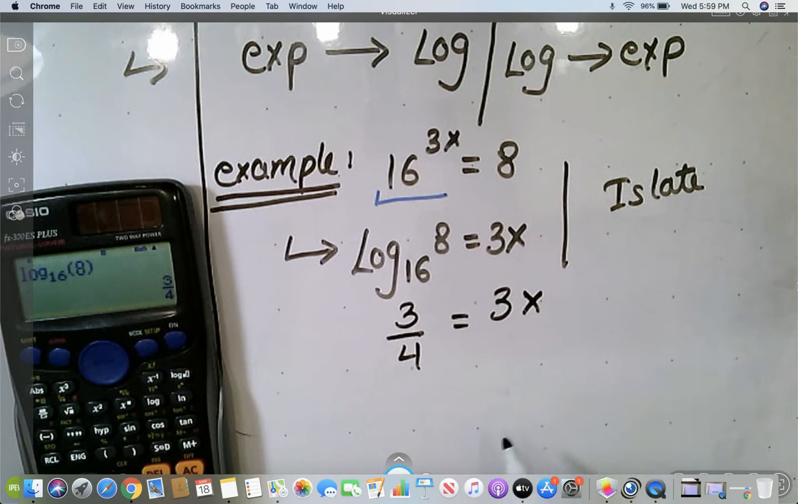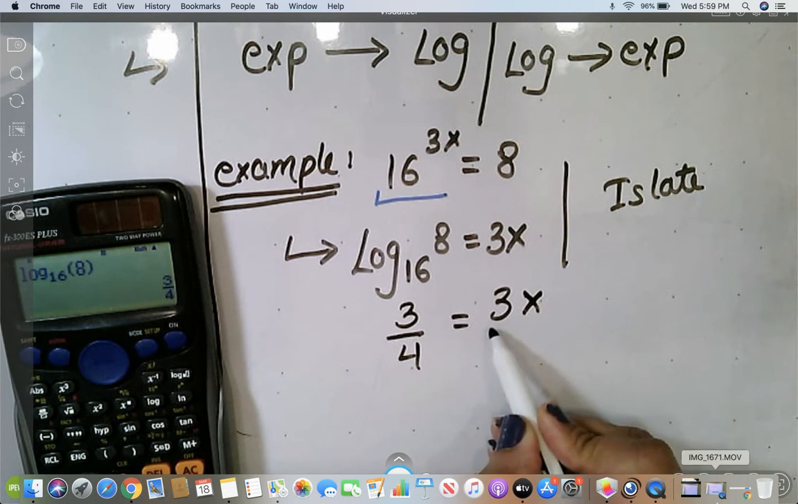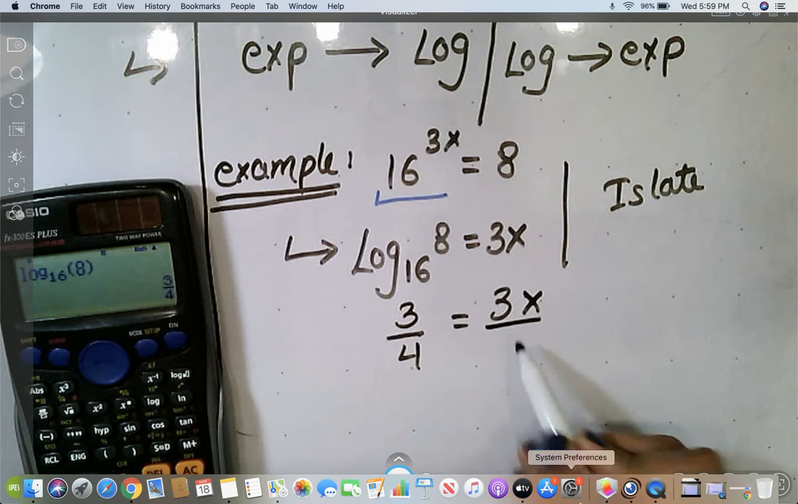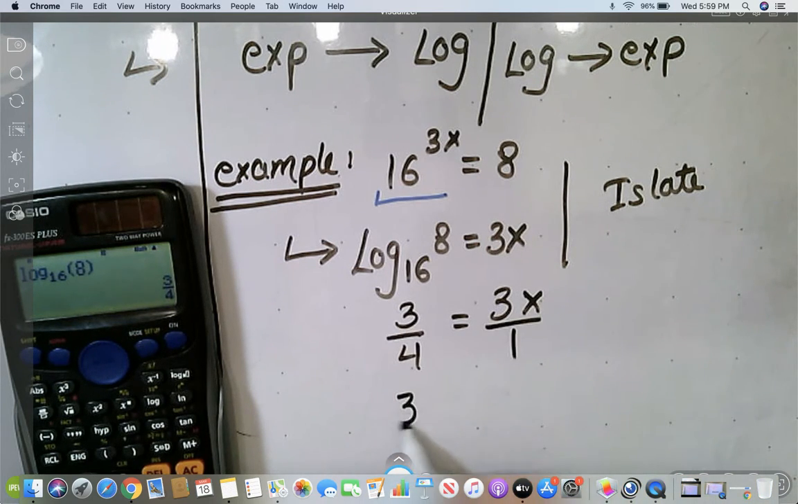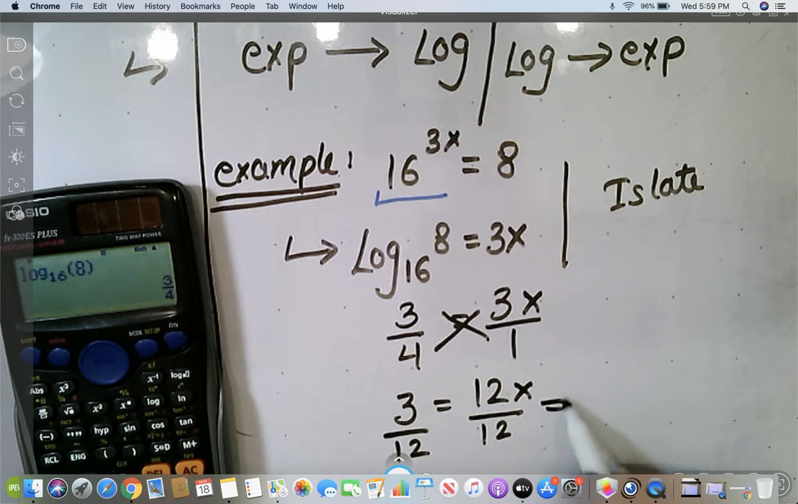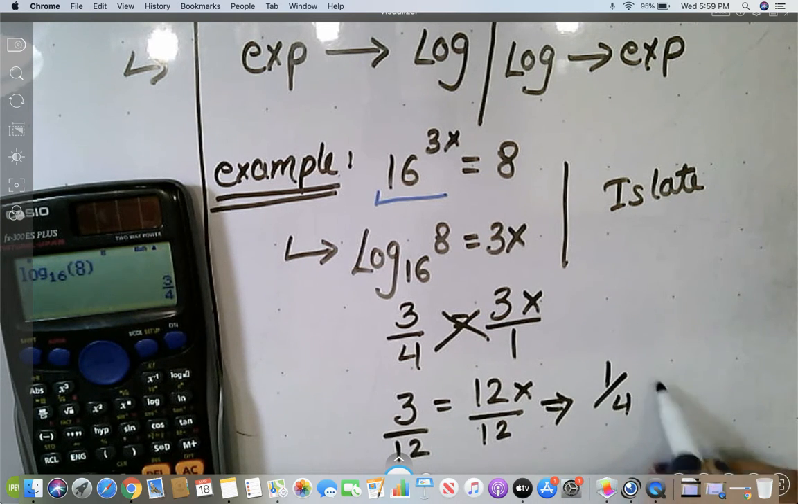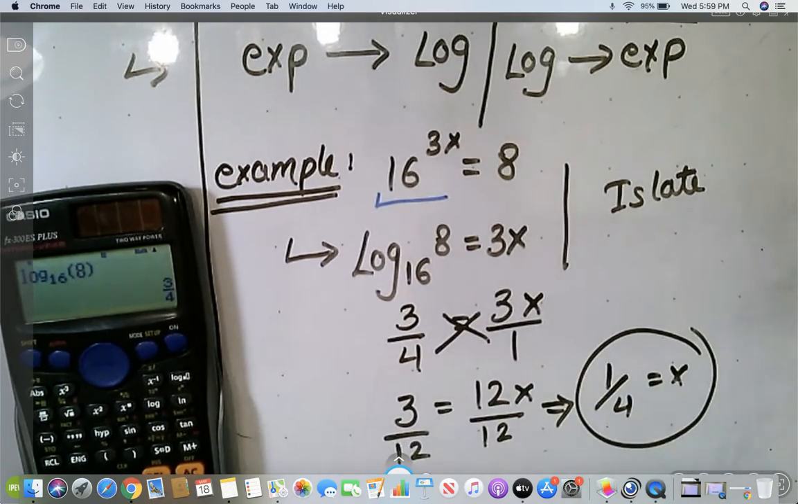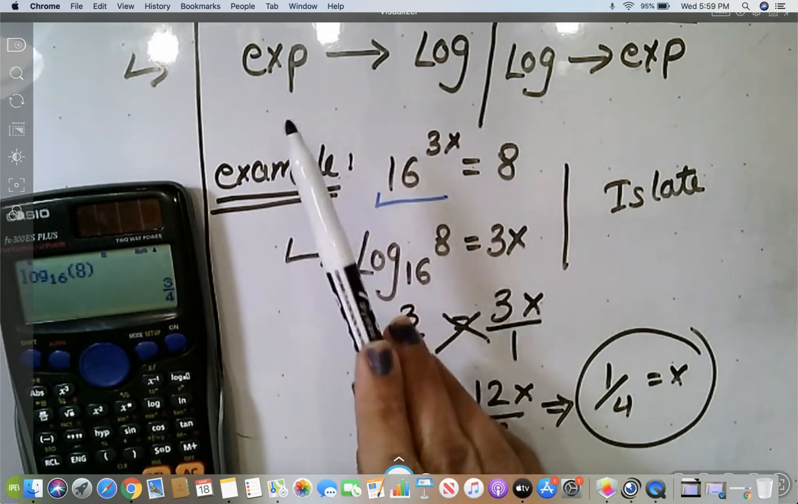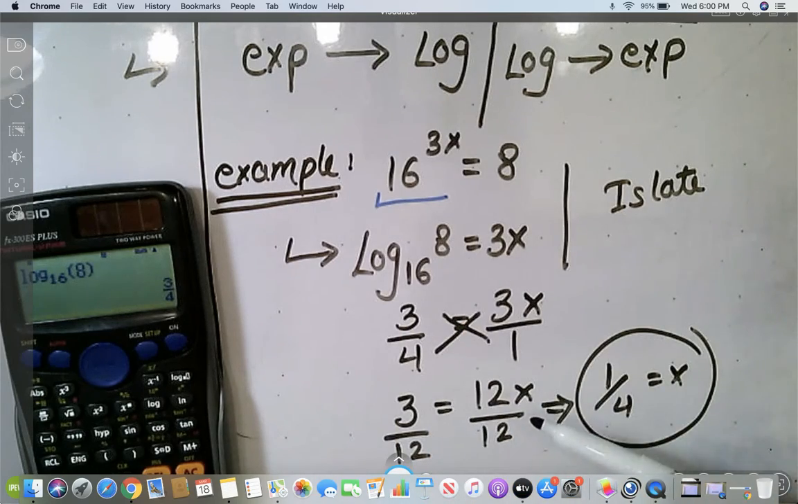Almost there. Now we need to solve for x. I would divide by 3, or you can just cross multiply, whichever way. So I would just cross multiply. This becomes 3, and this becomes 12x. And at the end, I'll just solve for x. So divide by 12 and my answer is 1/4. Here you go. So this is my first example. Again, the idea is if you know how to switch exponential to log, that's all we do to solve.